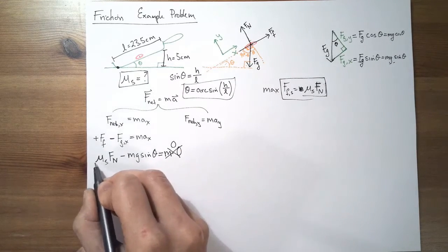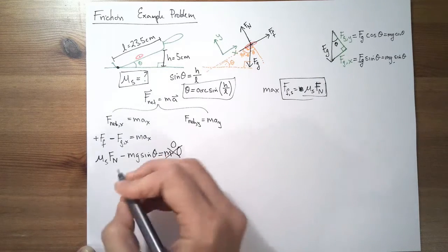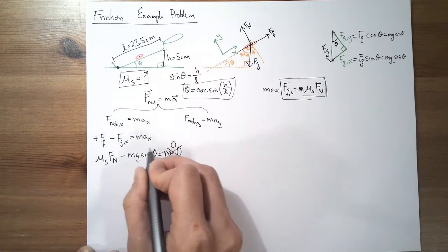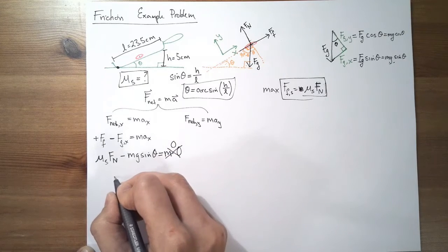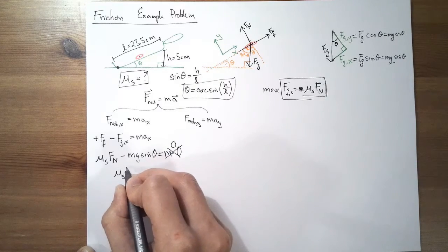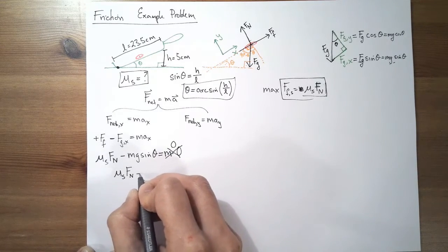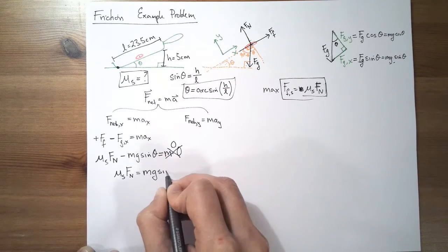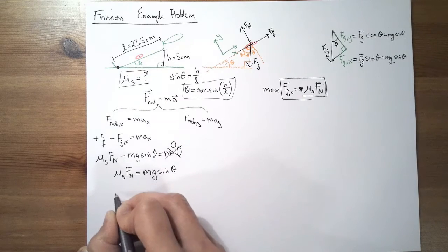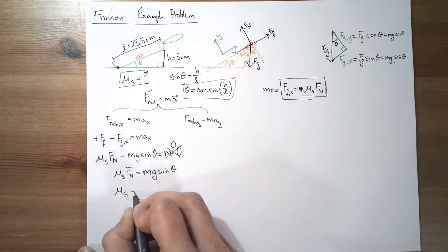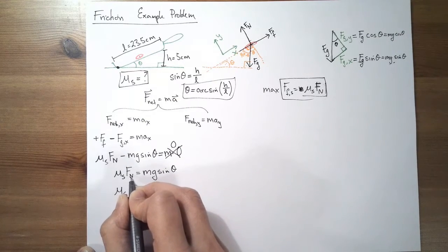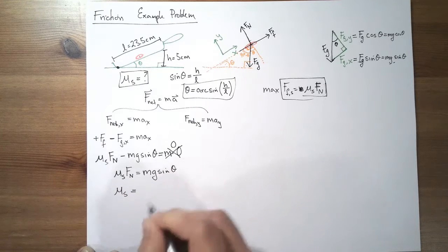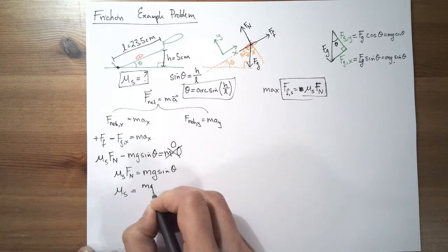Okay, what's our goal? Our goal is to find the static coefficient of friction. So let's move all of this stuff over to the other side of the equation. The coefficient of static friction times the normal force is equal to the mass of the bacon times gravity times sine of the angle. And again, we're solving for the static coefficient of friction, so it's multiplying by the normal force. So we'll divide both sides of the equation by the normal force.